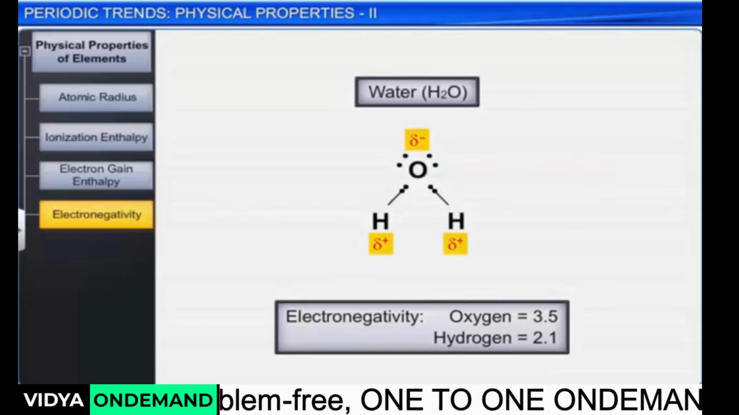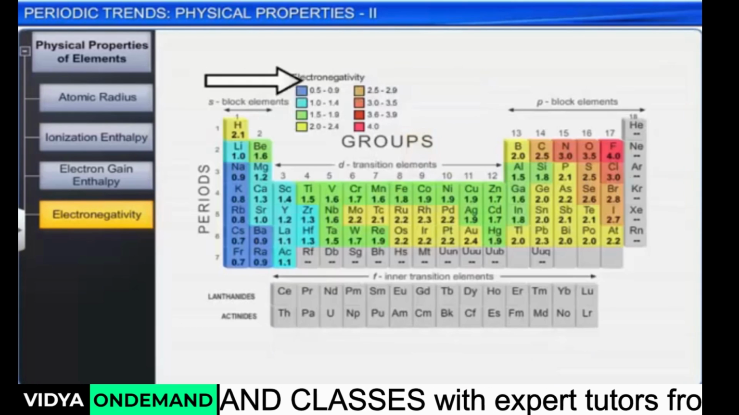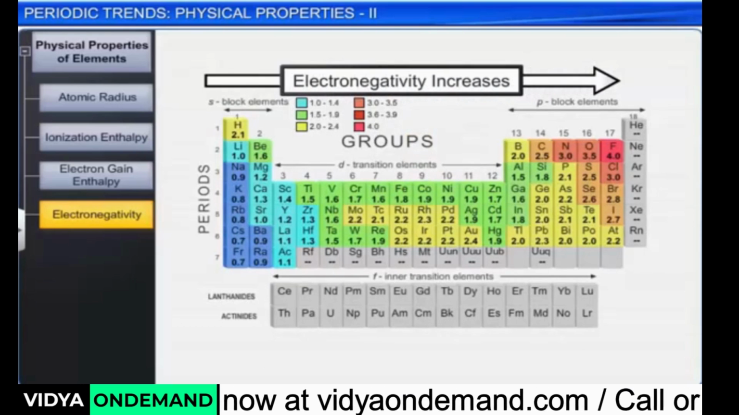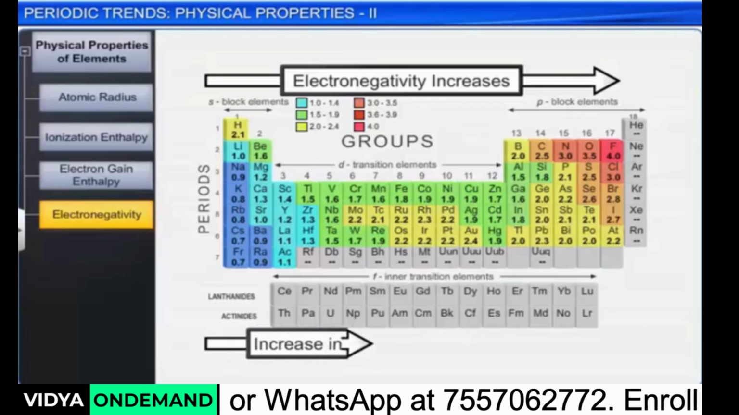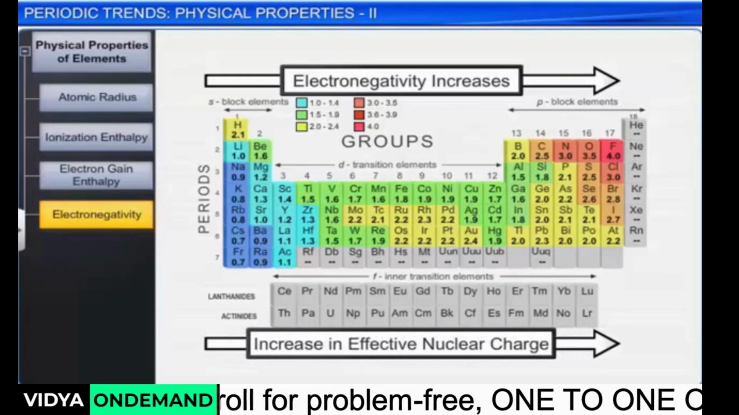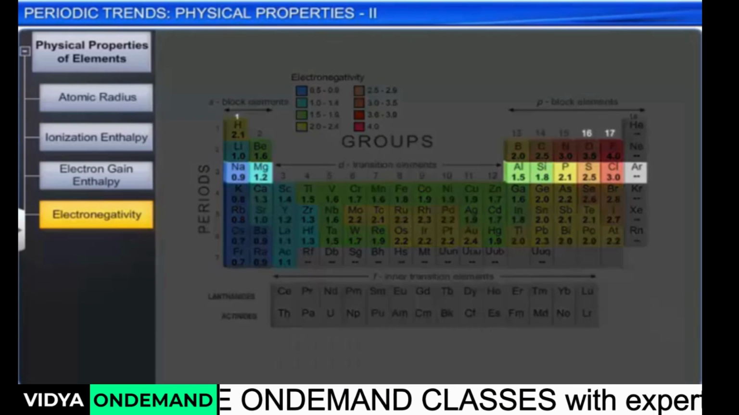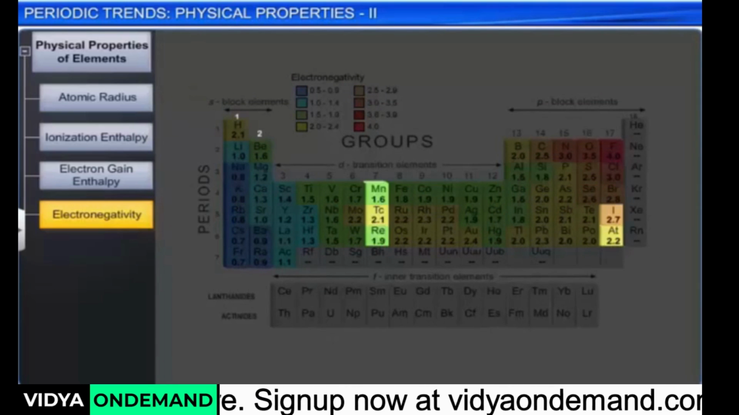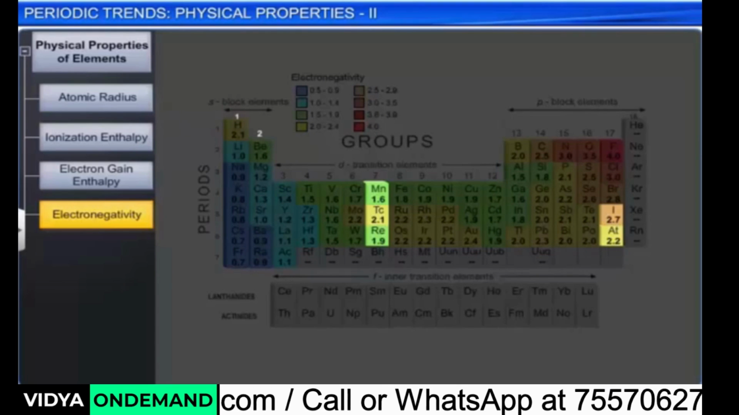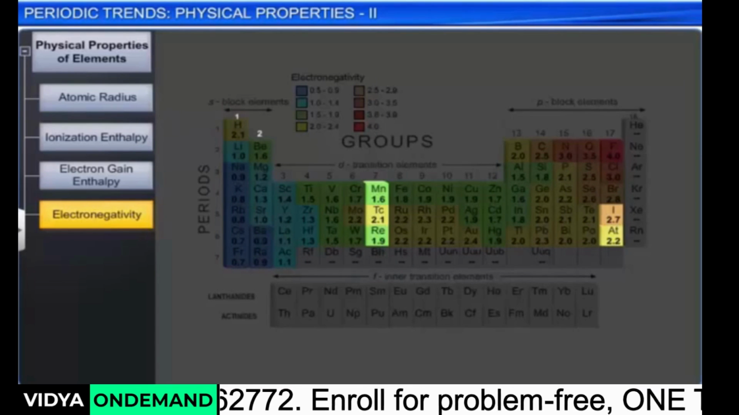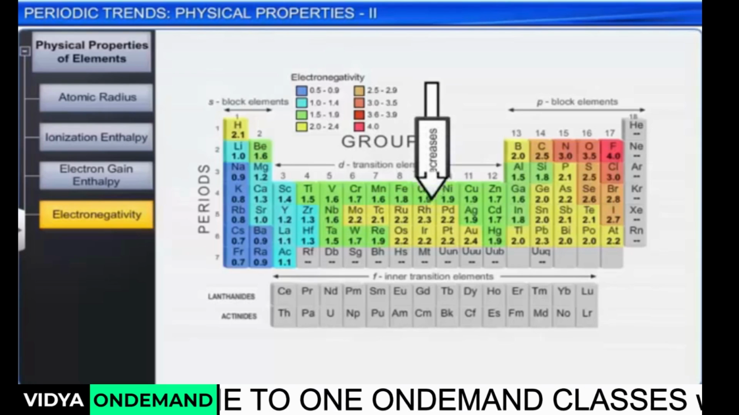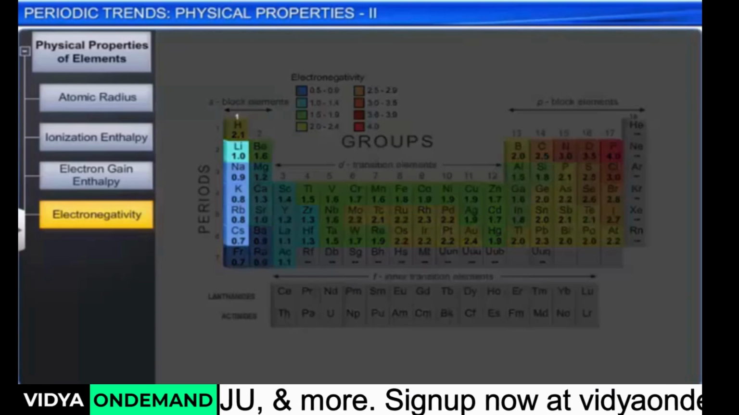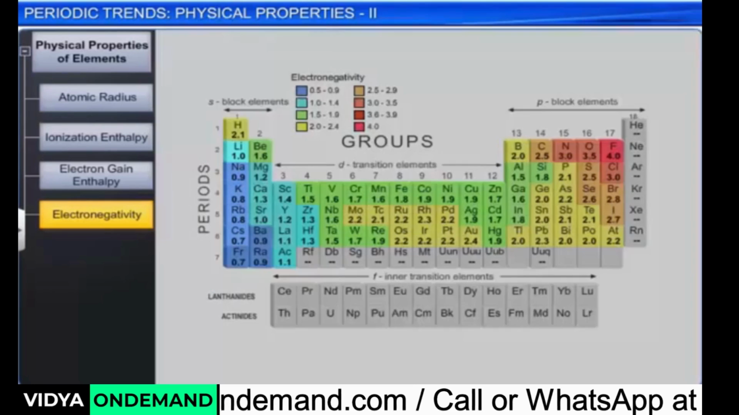Electronegativity increases across a period. The increase in electronegativity across a period is due to the increase in effective nuclear charge. Smaller atoms have higher electronegativity values than the bigger atoms. The larger the size of the atom, the lesser the tendency to attract the shared pair of electrons. This is why electronegativity decreases down a group, as shown here for the group 1 elements. The noble gas elements have zero electronegativity due to the stable octet configuration in their outer shells.